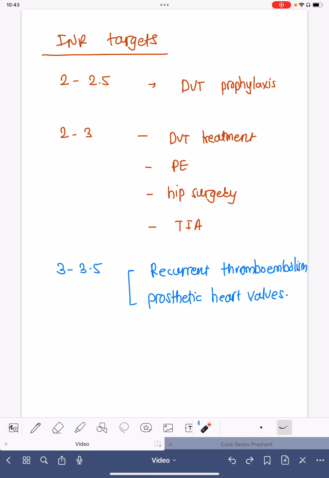And if the patient, even on warfarin, is getting recurrent thromboembolism, or if the patient has a prosthetic heart valve, they have a significantly higher risk of embolism. In those patients, the INR target is kept from 3 to 3.5.